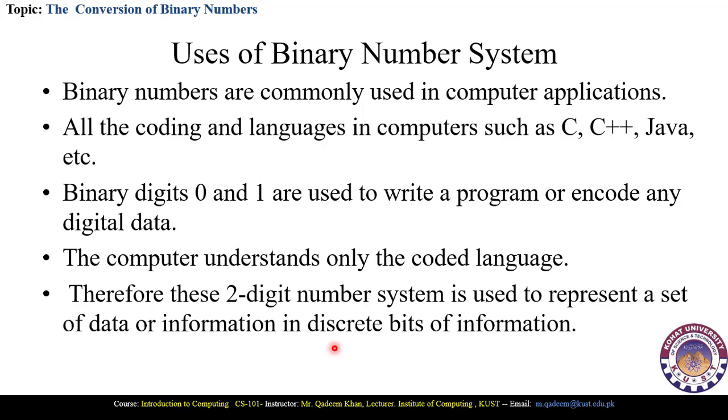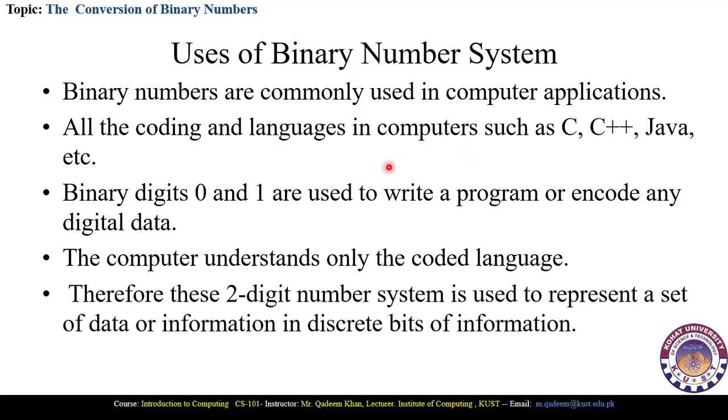Now where is the binary number system used, and what are its common uses? The binary number systems are commonly used in computer applications, and these applications are mostly developed with assembly language and C++, and also some other high-level languages like Java. All the codes or functions used by C++ and Java utilize the binary number system.